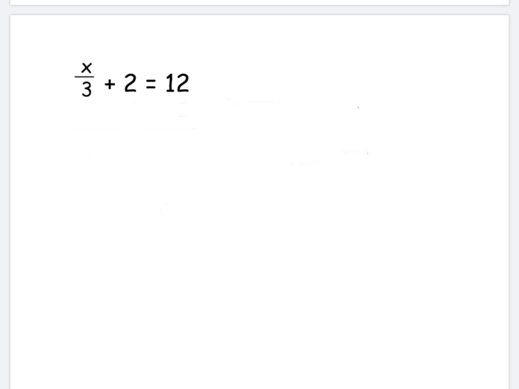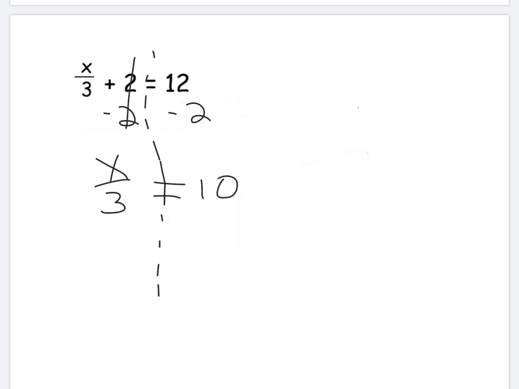So in order to solve this equation, the first thing we'd have to do is consider it to have that line down the center again. And then we have to get rid of the number that is on the same side as the variable, but the furthest away from the variable. So that's the 2. So the opposite of plus 2 is minus 2. So subtract 2 from both sides. 2 minus 2 is 0, so those two things cancel each other out. I'm still left with the x over 3. I have my equal sign, and then on the right, 12 minus 2 is 10.